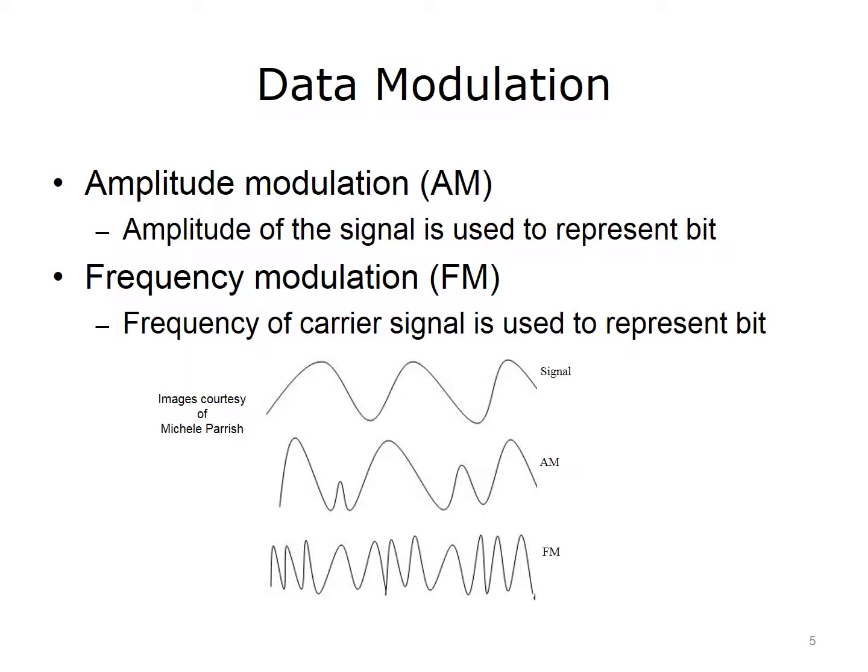For example, if we are using amplitude modulation, a big amplitude represents a 1, whereas a lower amplitude represents a 0. With frequency modulation, lots of changes in a signal over a given period of time represent a 1, whereas fewer changes in a signal during a given period of time represent a 0.